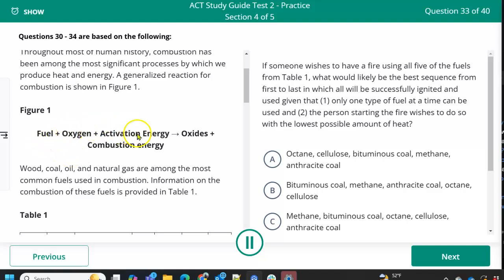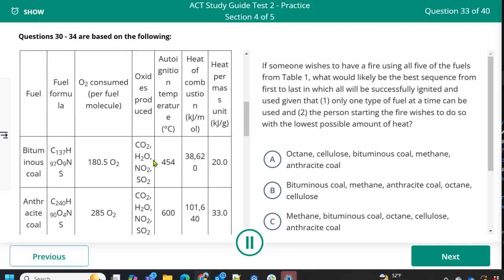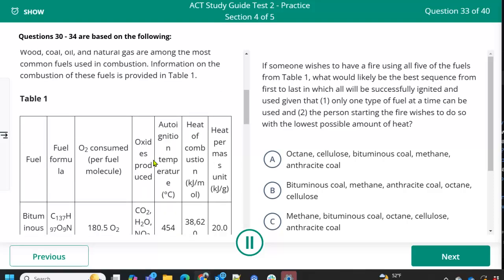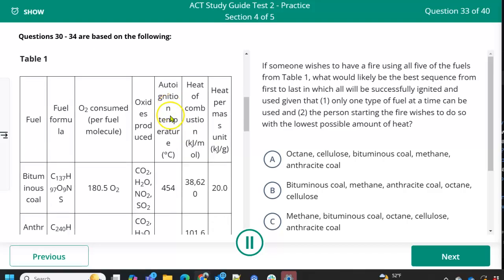Okay, fuel, oxygen, activation energy, and that produces the combustion energy. So that's after ignition. This is after ignition. What I think we want here is the auto ignition: how much heat do we need to ignite the fire?